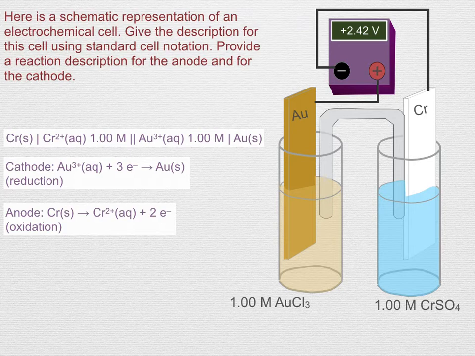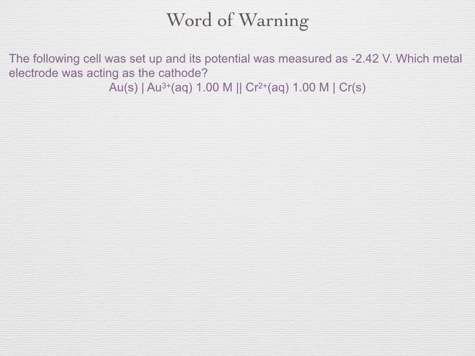Sometimes problems in general chemistry can be presented in a confusing way. For instance, imagine if a question were asked as follows. The following cell was set up and the gold electrode was connected to the negative terminal of a voltmeter. The measured cell voltage was minus 2.42 volts. Which metal electrode is the cathode? Now this was, of course, the arrangement we had at first.